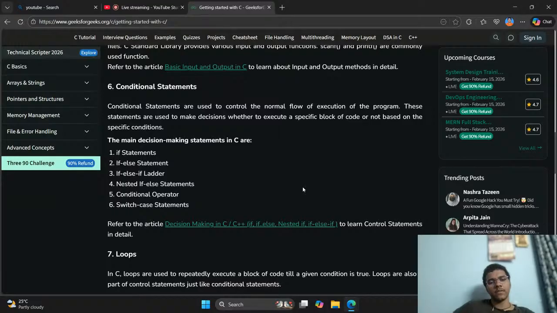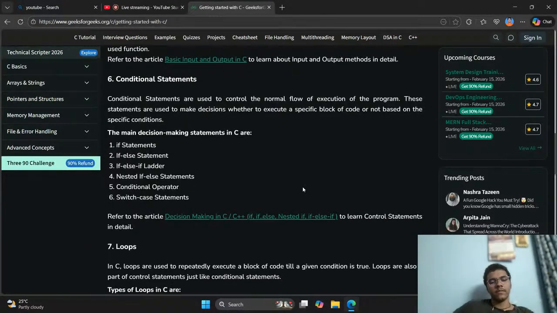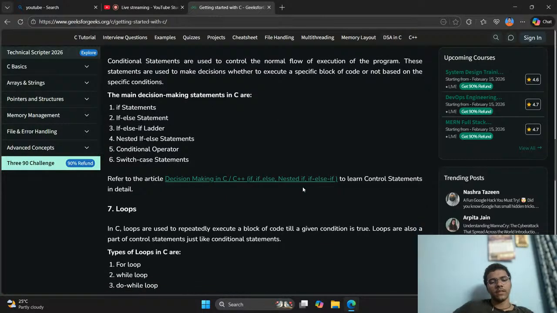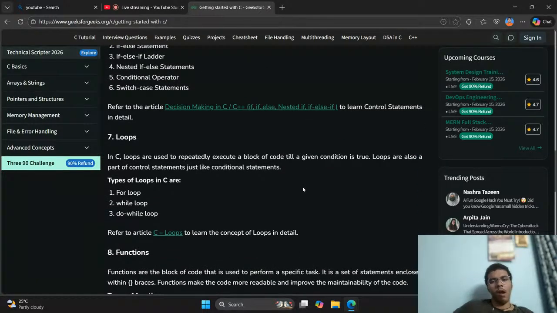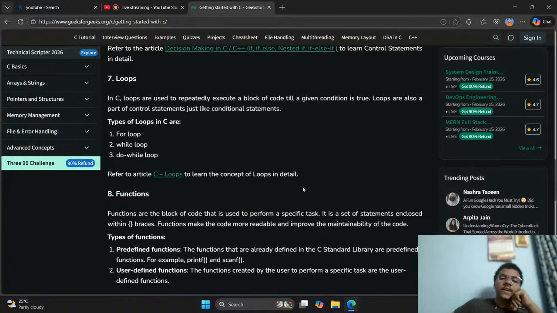These statements are used to make decisions whether to execute a specific block of code or not based on specific conditions. If else, if ladder, nested if else statements, conditional operators, switch case statements, we had those. In C, loops are used to repeatedly execute a block of code till a given condition is true. Loops are also a part of the control statements, just like conditional statements. We got for loop, while loop, and do while loop.